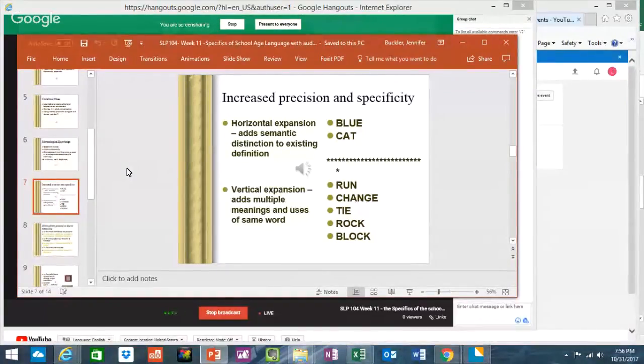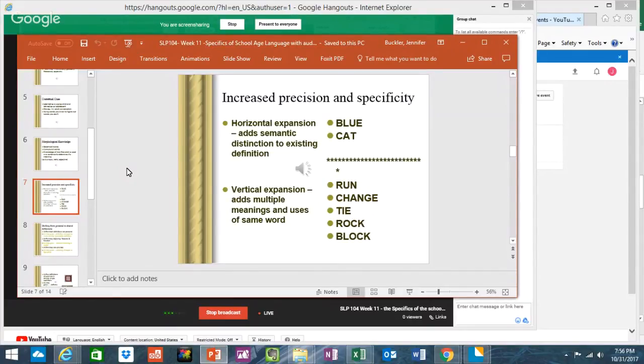Be very careful here in your assignment. When you give vertical expansion, be sure that the meaning of the word in the sentence that you use is different. Okay, so the word run: I can run a mile. I have a run in my pantyhose. I need to run to the store. The car is running. Each of those means significantly different definitions of run.